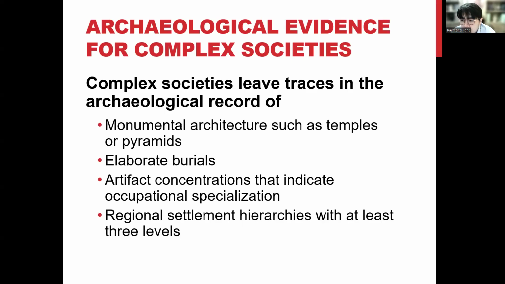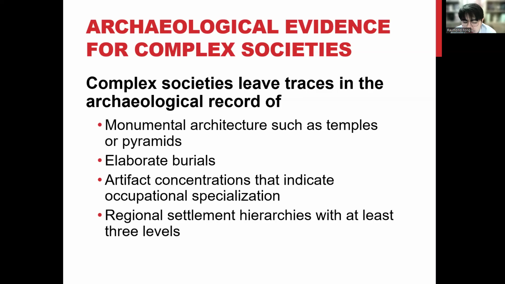The next thing, artifact concentrations that indicate occupational specialization. So if you find a sharp knife, a really round cup, specialized fishing tools or something like that, right? These are basically indicating that there is a level of specialization in that society that allows them to make these things. Okay. And this is the last one. The last one's kind of hard to see, but it's still a thing.